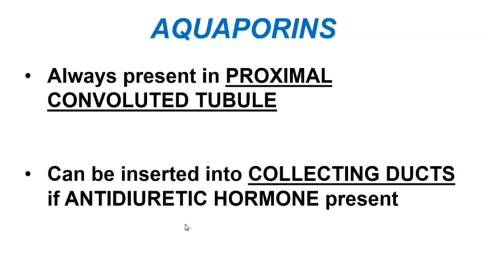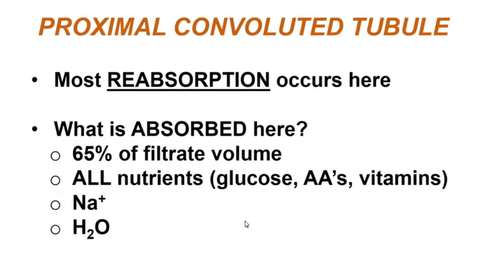And so we see that antidiuretic hormone is an important hormone that comes into play when we're dehydrated. So by inserting aquaporins into the collecting ducts, we can highly concentrate our urine, produce a very highly concentrated but small volume of urine, and that will help us conserve a lot of body water.